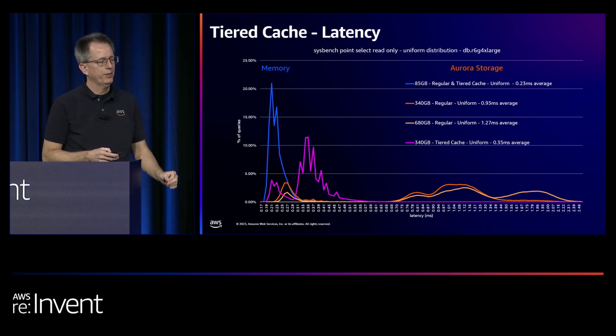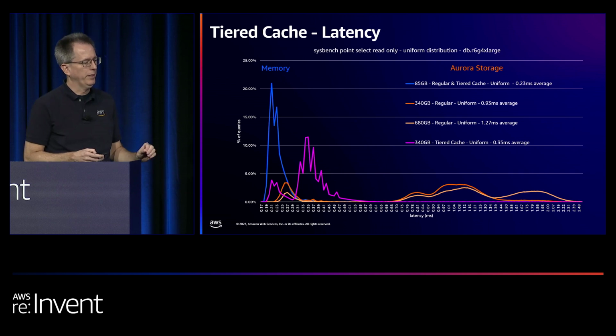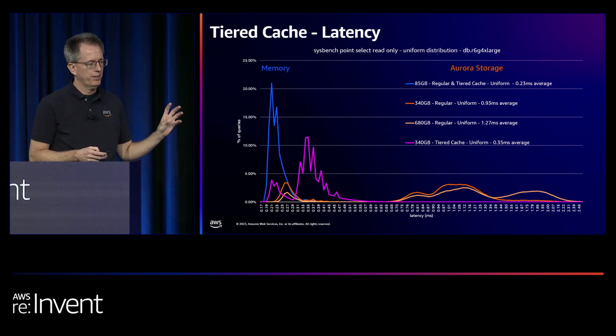So now let's try it with the tiered cache. That's the one in pink. And what you see is we still have not a lot happening in memory, right? Because this is a very big workload at 340 gig. Maybe the index is fitting in memory now. Most of the data is not. Most of the heap isn't.